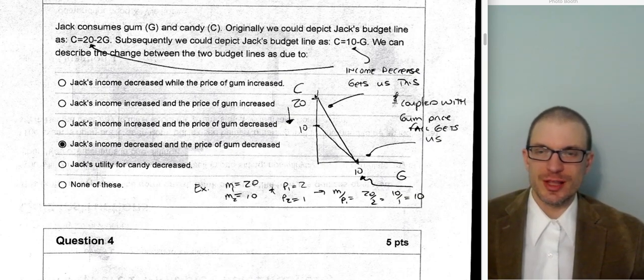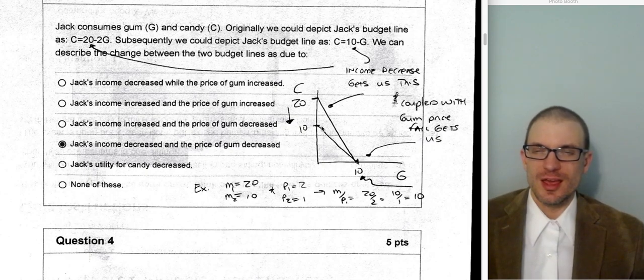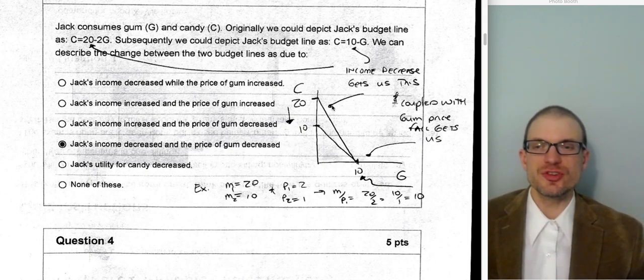that's this picture right here. This is initially Jack's budget constraint. This is the subsequent Jack's budget constraint. And what's happened is, well, the vertical intercept has gone down from 20 to 10. Horizontal intercept stayed the same. The gum intercept has stayed the same. The candy intercept has changed. And so we're thinking about what's happened here. Well, it's a combination of effects.